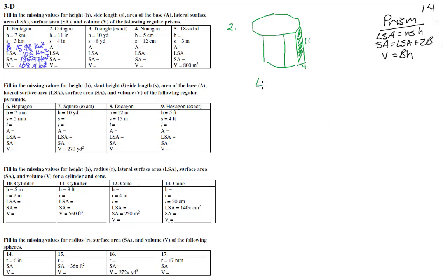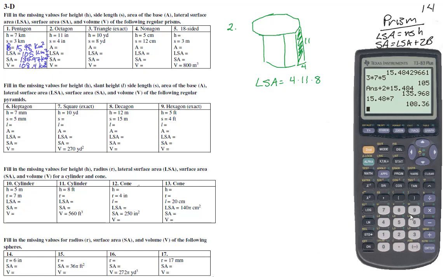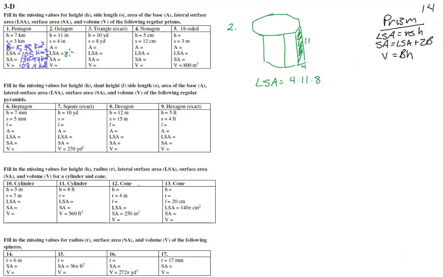The lateral surface area is going to be 4 times 11, which gives us one side, times 8 of them. So let's punch that in: 4 times 11 times 8, and we end up with 352. So that's 352 inches squared. Okay, let's find the area of the base.